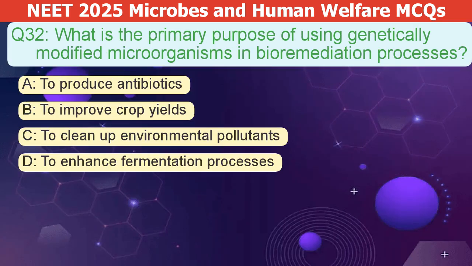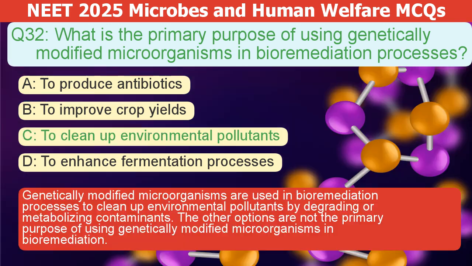What is the primary purpose of using genetically modified microorganisms in bioremediation processes? A. To produce antibiotics. B. To improve crop yields. C. To clean up environmental pollutants. D. To enhance fermentation processes. The correct answer is C. Genetically modified microorganisms are used in bioremediation to clean up pollutants by breaking them down. The other options aren't the main reason for using genetically modified microorganisms in this process.